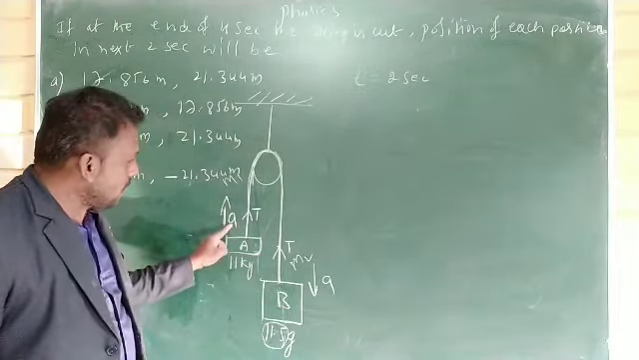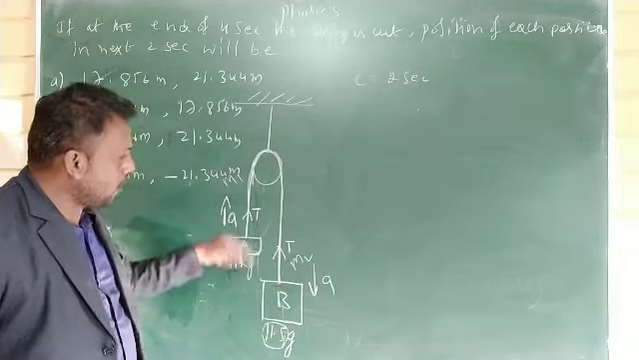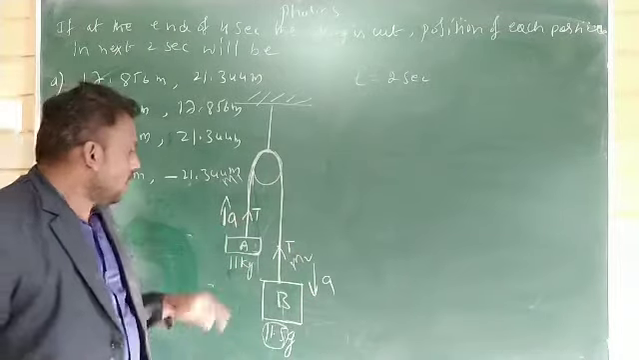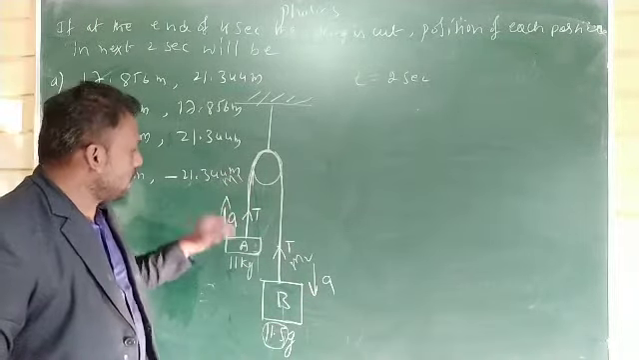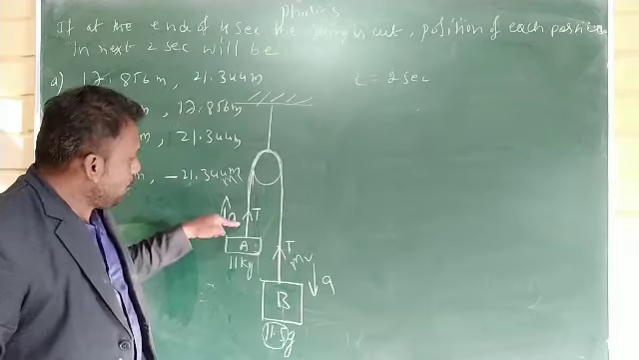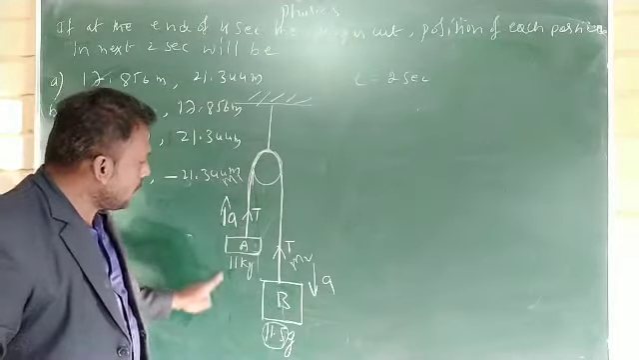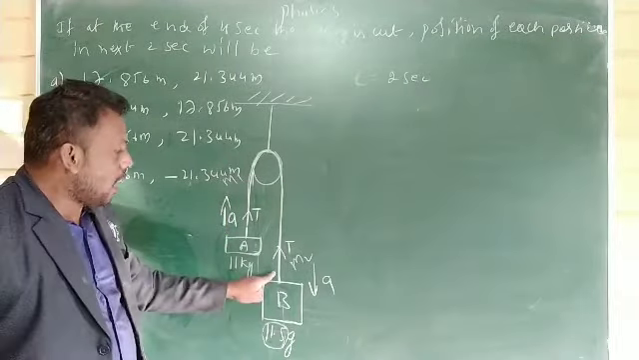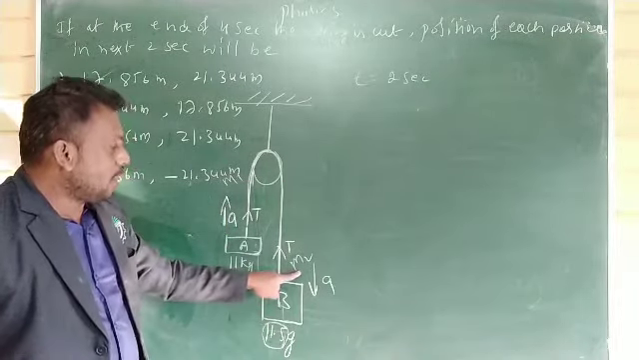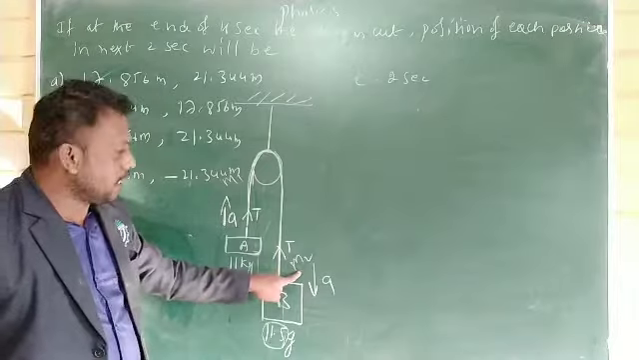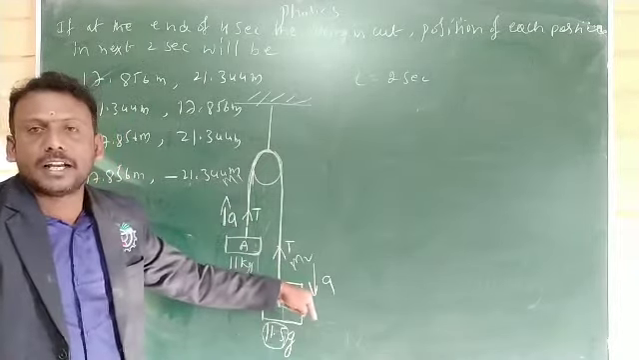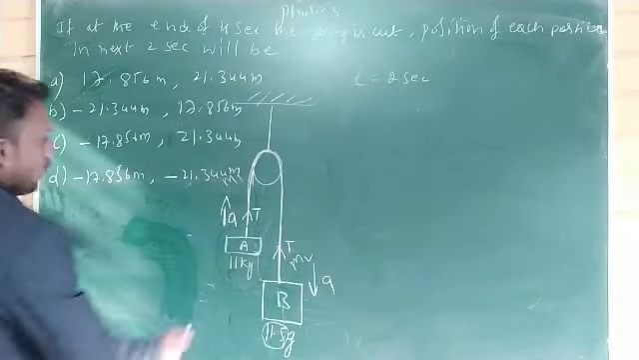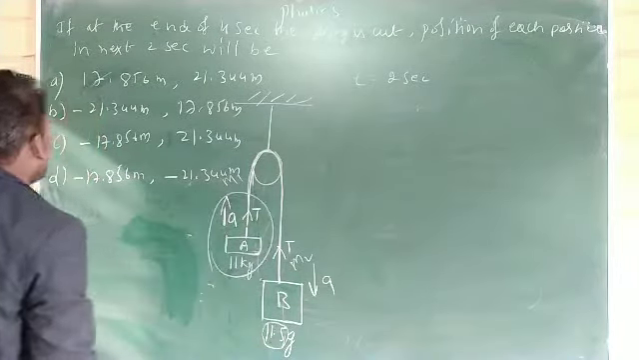Initially the acceleration of body A is in the upward direction, but the acceleration of body B is in the downward direction. When the string is cut, the position of body A is taken as negative because its acceleration is in the upward direction. For body B, the height is taken as positive because its acceleration is in the downward direction. From these equations, body A's position is negative.